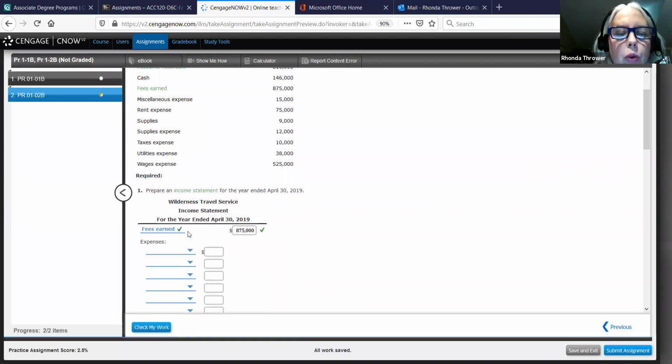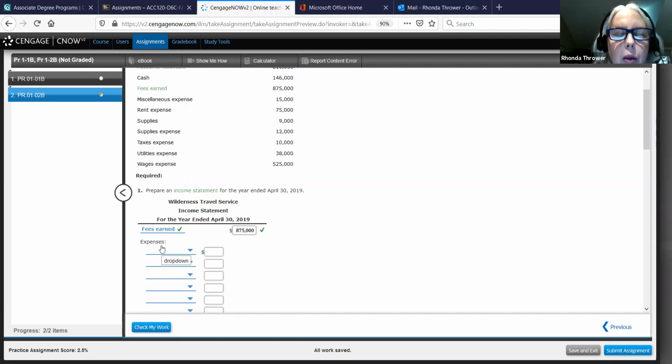Always list your revenue first on the income statement. It's important, the order that you put the lines of the income statement in, and we always start with our revenue first. Notice there are two columns here, even though they're not showing basically as columns. You see how this is out to the side of this box? I can see that there would be two columns to this. Fees earned goes into the furthest column out because this is a total amount of revenue.